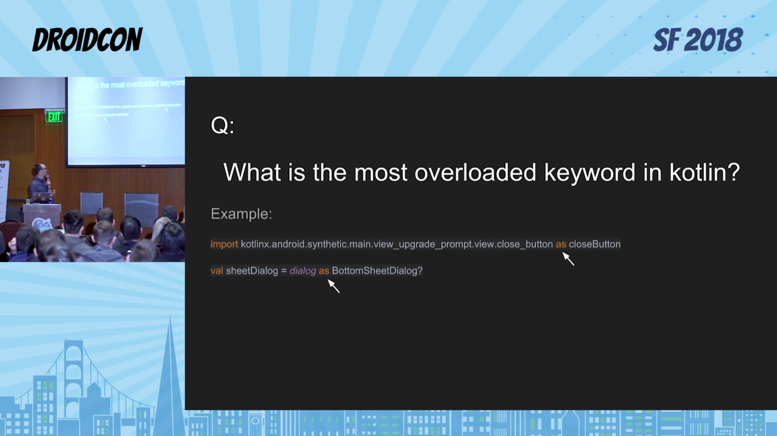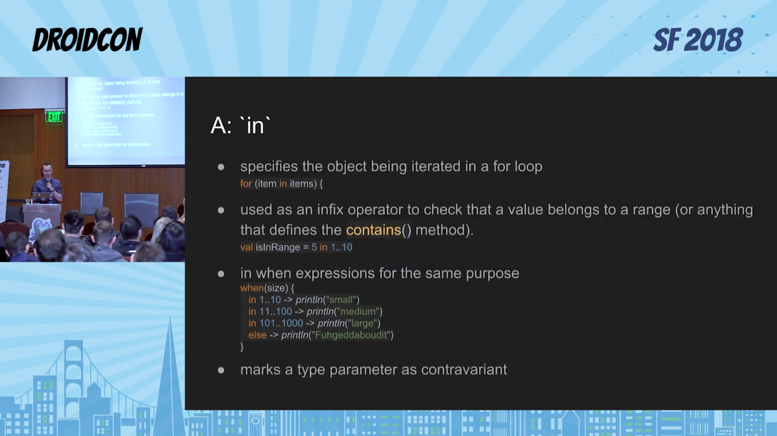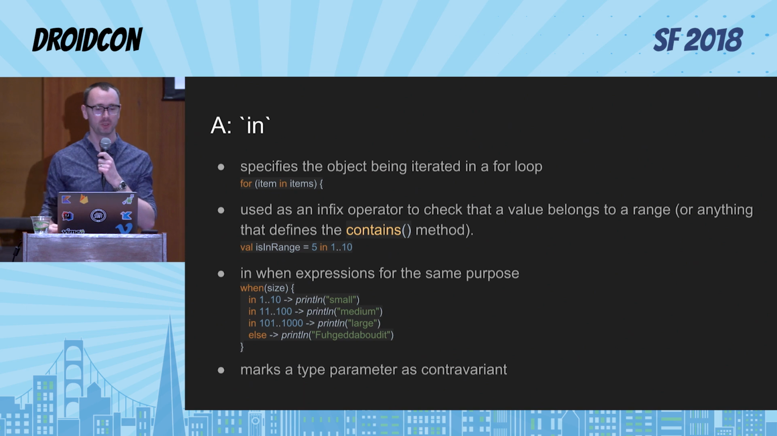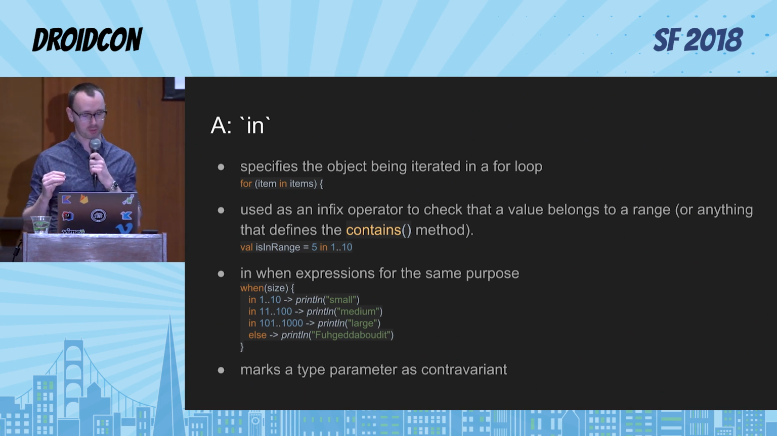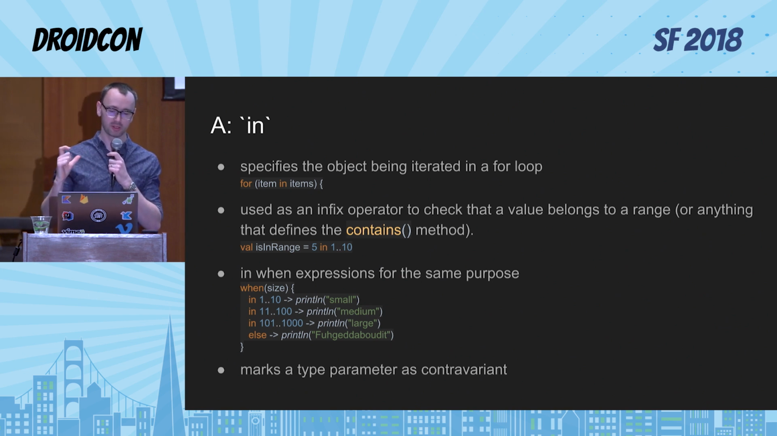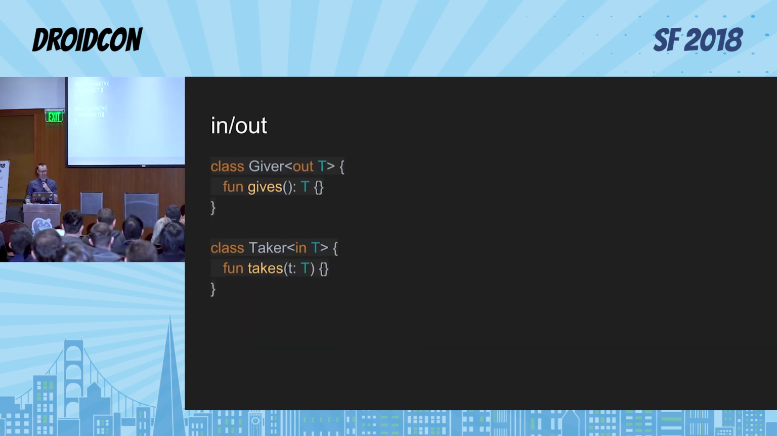But first, just a quick trivia thing. What's the most overloaded keyword in Kotlin? My example is that you can use as to either rename an import or as a cast. Does anybody have a guess? I heard some mumbling, but I didn't hear any answers. It's the in keyword. In can be used for for loops. It can be used to check if something's in a range, and the same thing in when statements. And it can also be used as a keyword to mark things as contravariant in Kotlin.